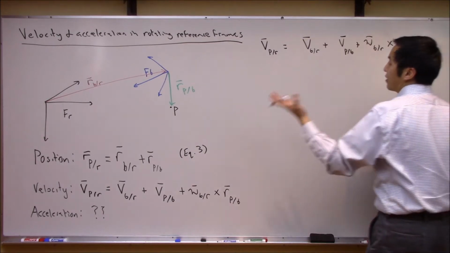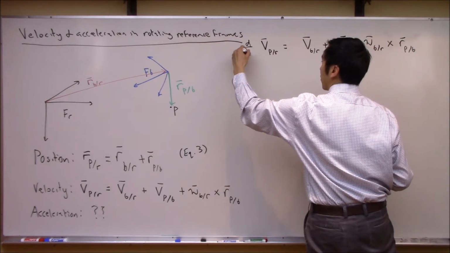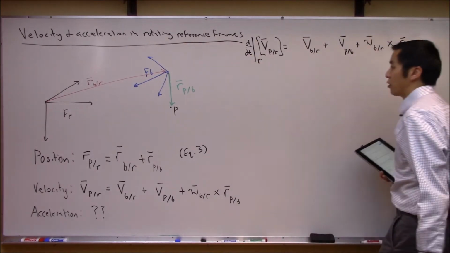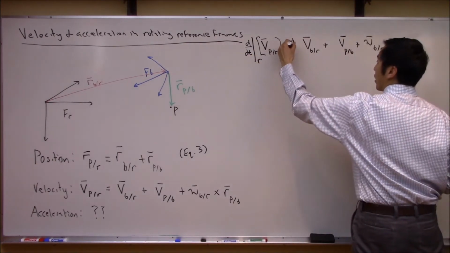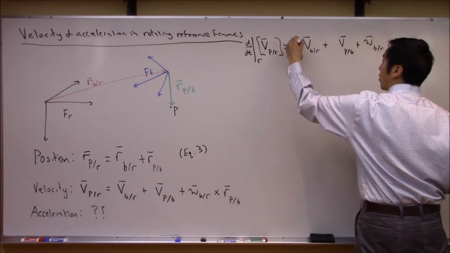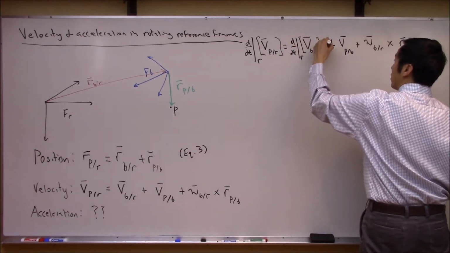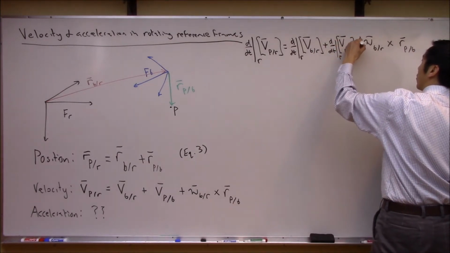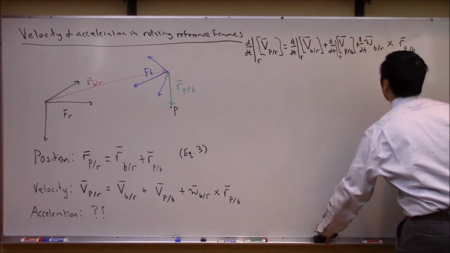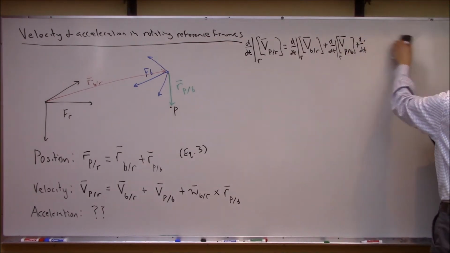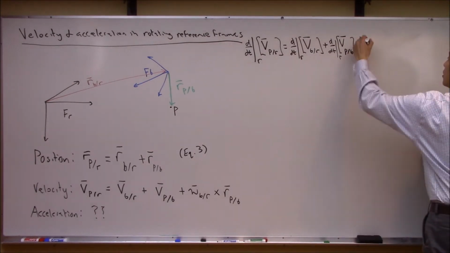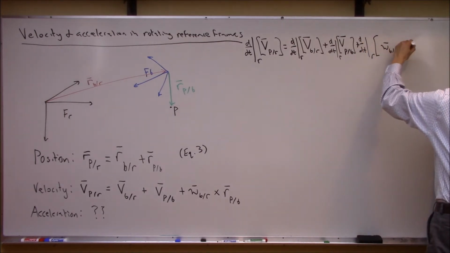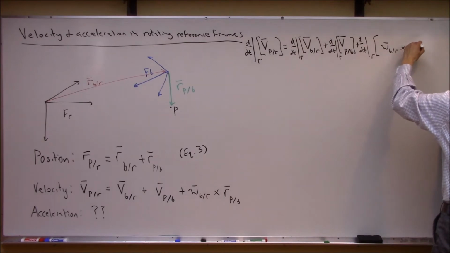So take a time derivative, d/dt of this whole thing. And again, we are going to take the time derivative of this with respect to the inertial frame here, right? So let's just do that. d/dt with respect to R of this term, d/dt with respect to R of this term, plus d/dt with respect to R of omega B with respect to R crossed R P with respect to B. I ran out of room. I should have planned this a little better.